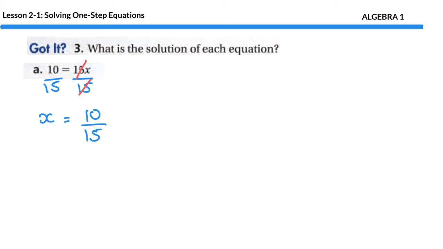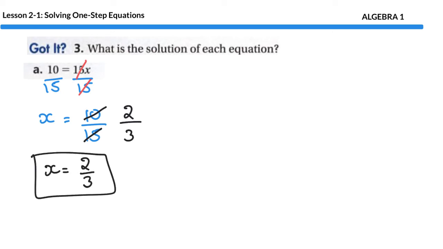So good. Now 5 divides 10 how many times? 5 times what is 10? 5 times 2 is 10. And 5 times what is 15? 5 times 3 is 15. So this is how you simplify fractions. So the final answer is x is equal to 2 over 3. So that is the solution of this equation.